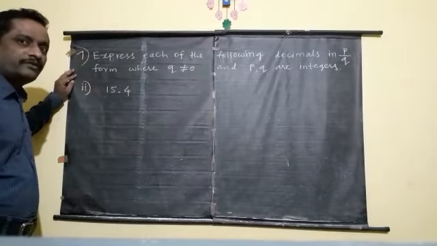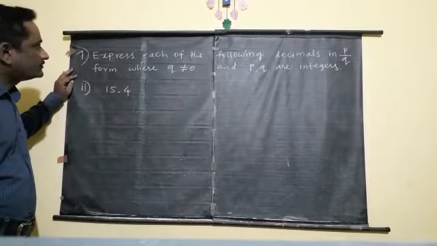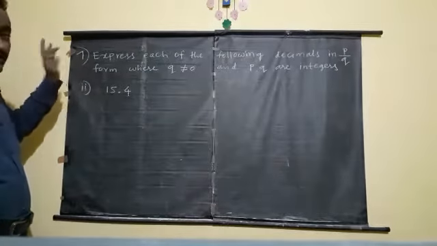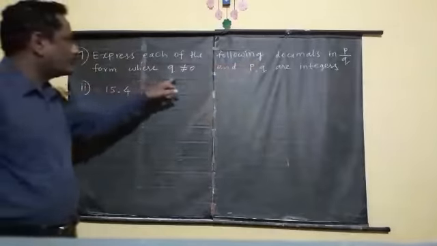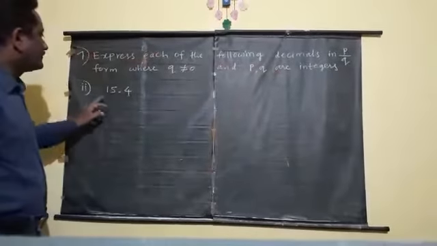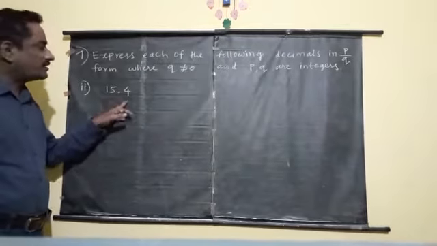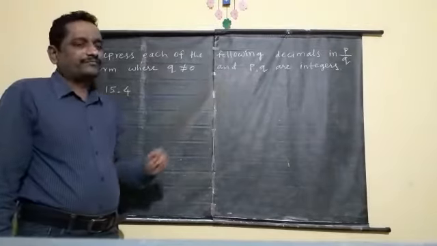In this video, I am going to explain homework problems in the first chapter, exercise 1.1, question 7. Express each of the following decimals in p by q form where q is not equal to 0 and p, q are integers. In the second problem, 15.4, the first problem is already completed. So 15.4 we have to convert into p by q form.